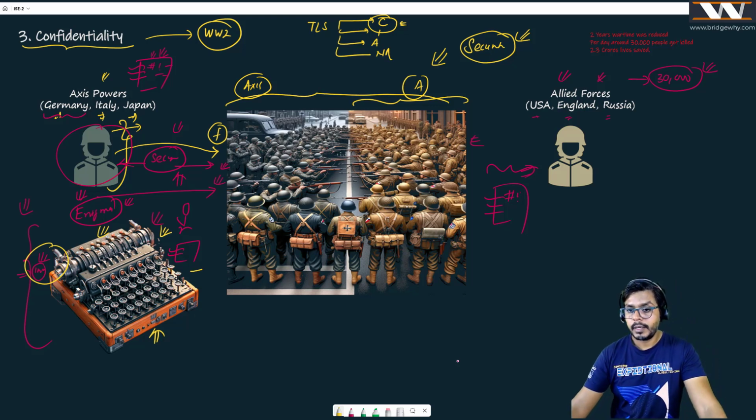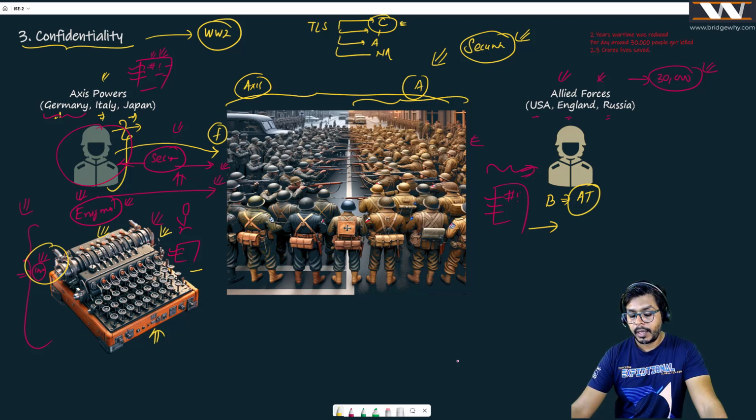But believe me, in Britain, there was one gentleman who was actively working on how to break these messages. The gentleman's name was Mr. Alan Turing. He created the first machine, and we call them computers in today's world.